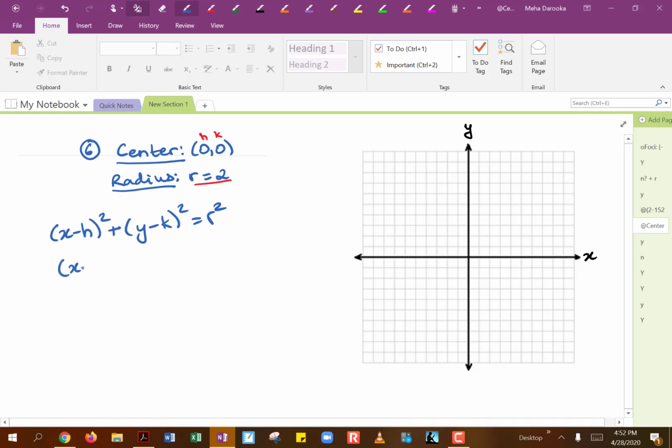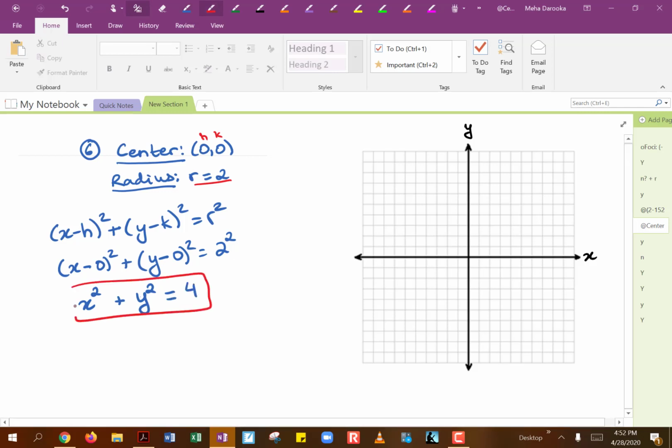So putting in for our h, which is 0, and k is also 0 in this case, and then r is 2, so that becomes 2 squared. Now x minus 0 will of course be x, and that's going to be x to the second power because you still have that square on the top. Y minus 0 will be y, and again bring that square down, and then of course 2 squared, 2 times 2 will end up becoming 4. So this is going to be the equation of our circle centered at 0, 0 with a radius of 2.